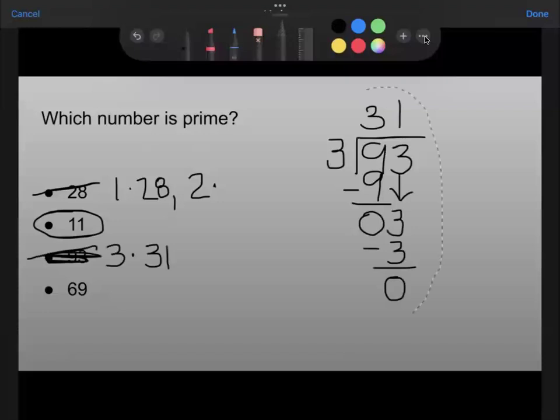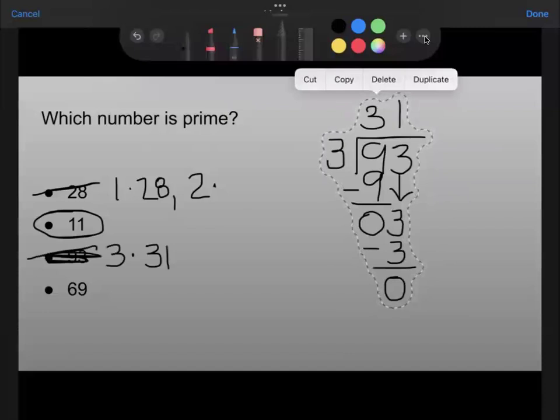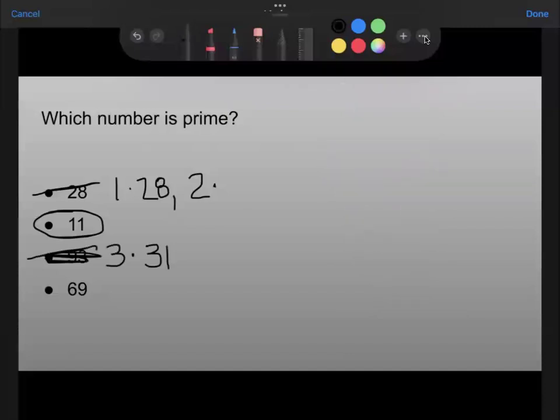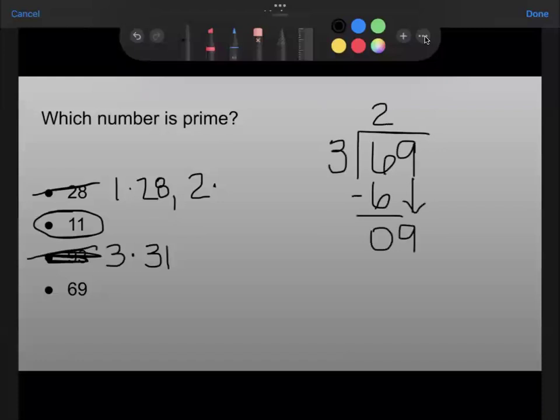Okay, let's check the last one, which is the number 69. Again, 2 is not going to work because it's not an even number, but I can try it against 3. So I'm going to try 69 and divide it by 3. 3 fits into 6 twice, so I end up with a 6 here. 0 left over. Bring down the 9. 3 fits into 9 3 times, which is exactly 9, with 0 left over. Awesome. So that tells me that 3 times 23 are factors of 69, which makes it also not a prime number. So from this list, the only number that is prime is the number 11.